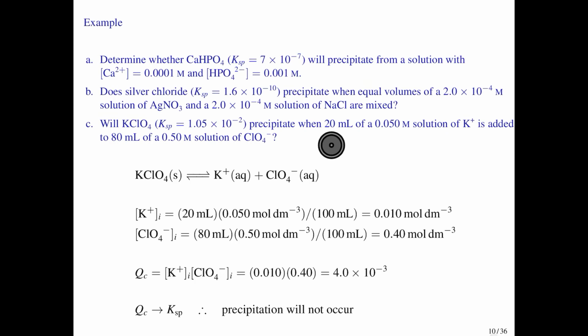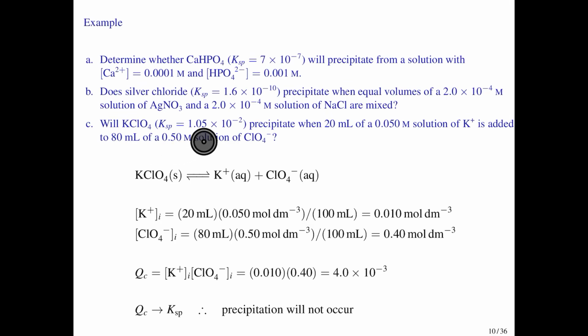So because when you add 20 milliliters of a solution to 80 milliliters of a different solution, the total volume is going to be 100 milliliters. And so you're going to need to recalculate the concentrations of the species involved before you calculate the value of Q. So here's the dissolution reaction that we're interested in. It's the precipitation of potassium perchlorate.